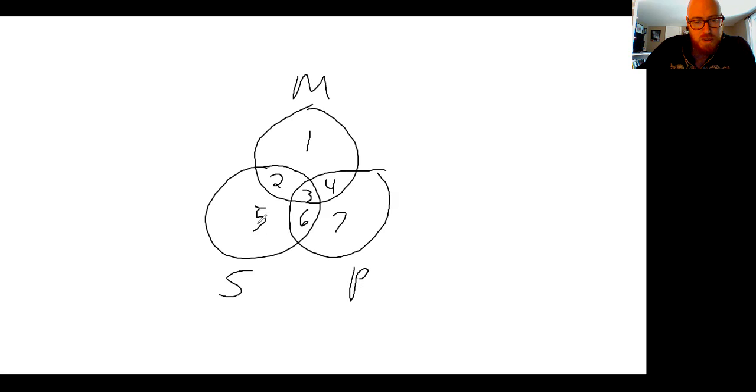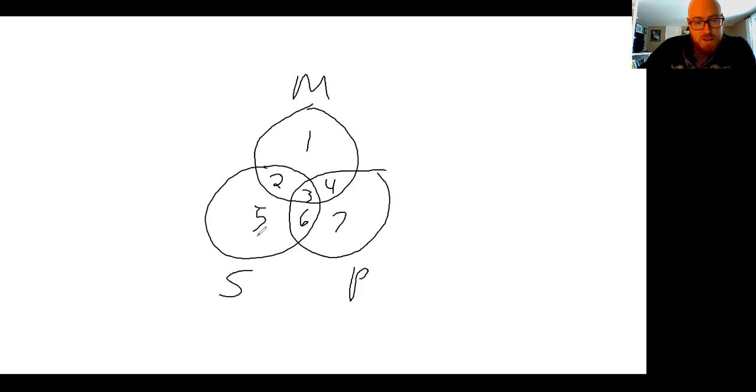Now region 2 is one of the areas where the S circle and the M circle overlap. So anything that's in region 2 is both an M and an S, but it's not a P. Now, anything that's in region 3, this is where all 3 of these circles overlap. So anything that's in region 3 is going to be an S and M and a P. Region 4 is where M and P overlap, but not S. So anything in 4 is going to be an M and a P, but not an S.